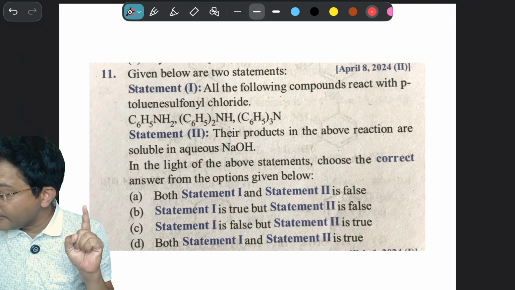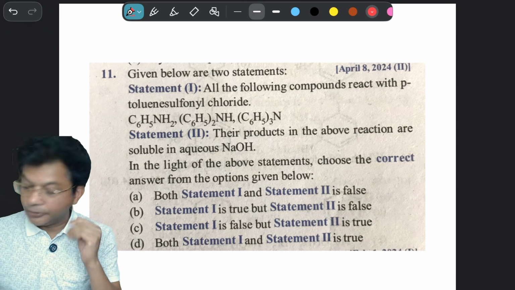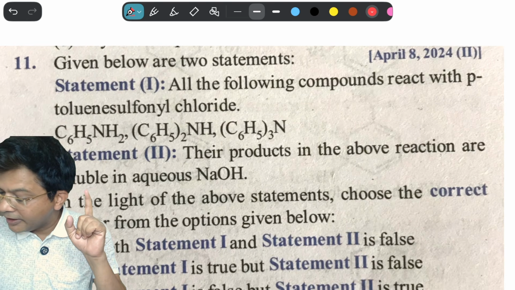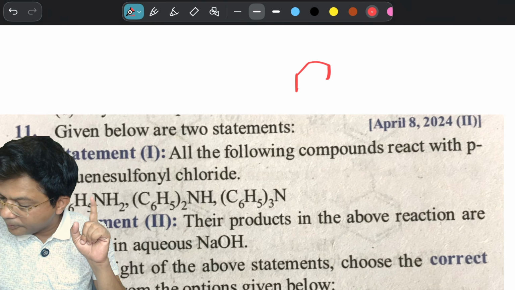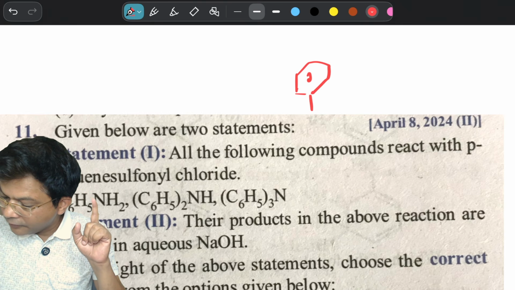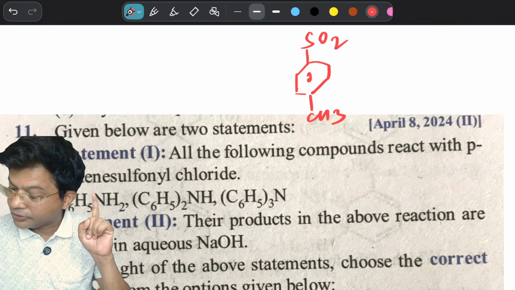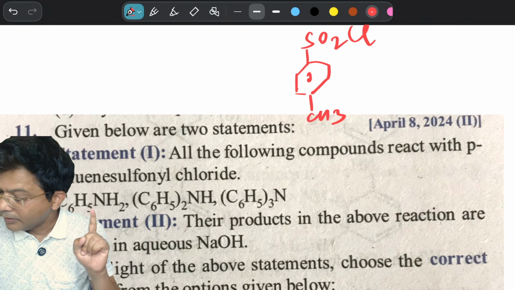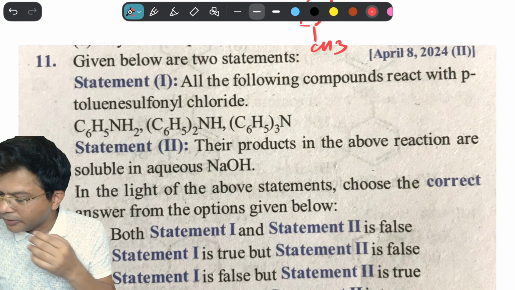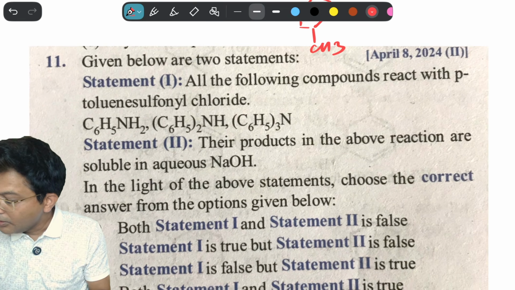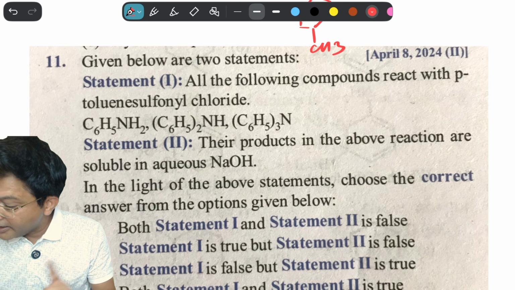All the following compounds react with para-toluene sulfonyl chloride. Brother, what is this? In place of nowadays BSC, benzene sulfonyl chloride, we can use para-toluene sulfonyl chloride. See, directly they are from NCERT. All the questions, they are from NCERT. All the following compounds react with para-toluene sulfonyl chloride.